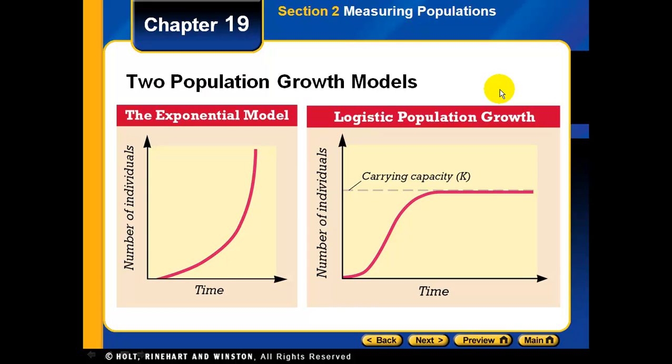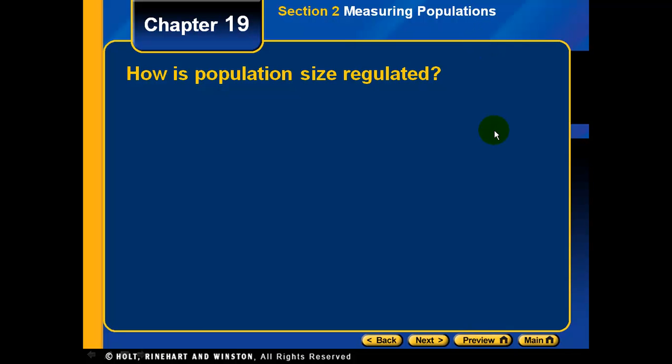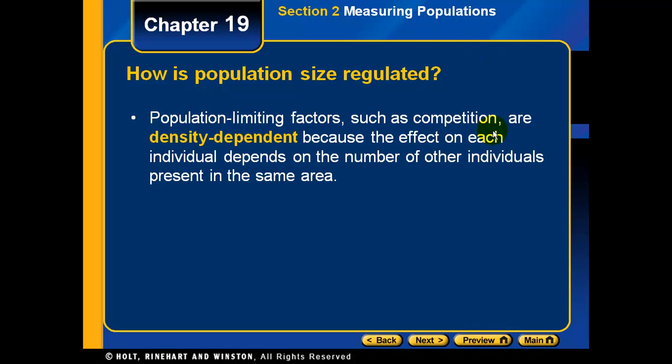So here's a picture of the two population growth models side by side. How is population size regulated? There are two different population limiting factors that we can discuss. The first one is density dependent factors. These are things that are dependent on the number of individuals in that area. Competition is one example. Shortages of food is another example. Nesting sites. It depends how many individuals are in that area for this to limit a population.